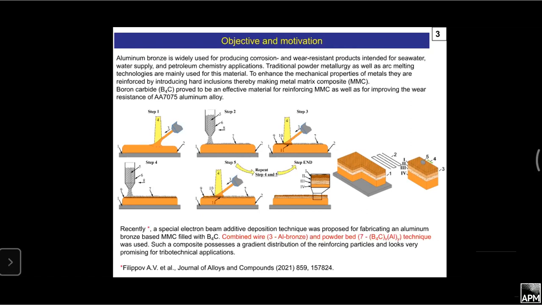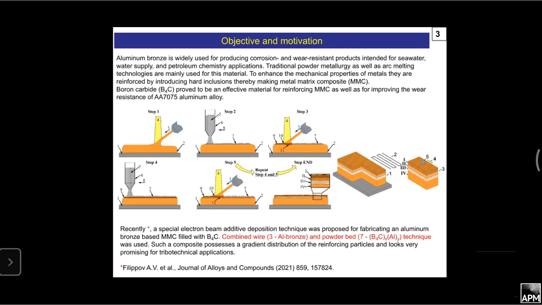As I said above, it consists of two components. The first component is aluminum bronze. It is widely used for producing anti-corrosion and wear resistant products. The second component is boron carbide particles. It is proven to be an effective material for reinforcing metal matrix composites, as well as for improving the wear resistance of such aluminum alloys.